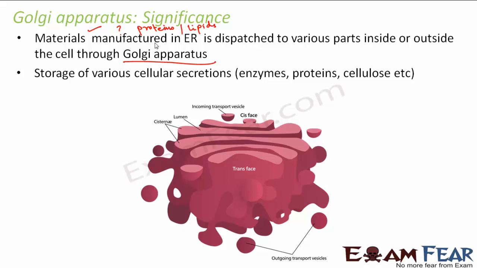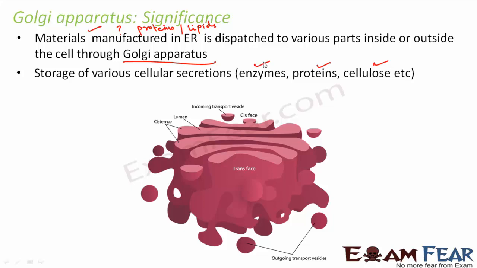That means inside the cell, you have so many different components, so many different organs. Everybody is performing its own function. So somewhere if there is some secretion, some enzymes are produced, some proteins are produced, some cellulose is produced, it helps to store all of them, because all these things are needed by the cell for its survival, right? So there has to be some storage for them.